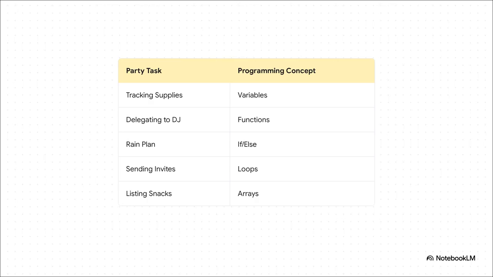So let's do a quick recap of everything. Tracking all the supplies, that's just using variables. Delegating that big DJ job to Serena, well, that's creating a function. Making that crucial rain plan, that's our if-else statement. Automating those awful, boring invites, that's a loop. And organizing that beautiful snack table, that's our array. See, you've been thinking like a programmer this entire time, and you probably didn't even know it.